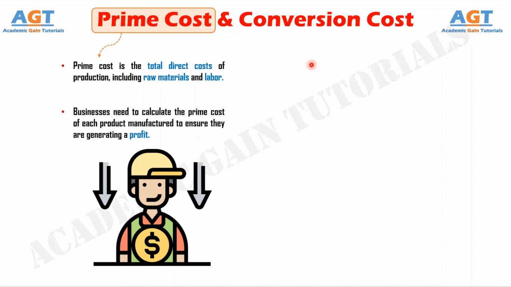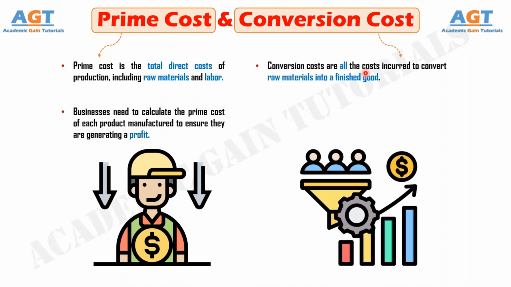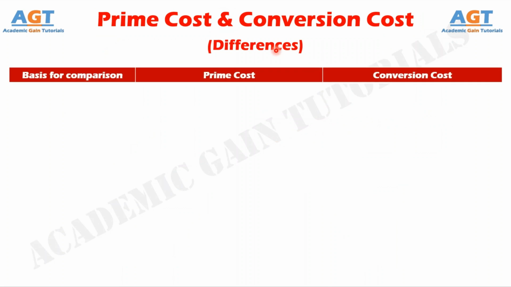On the other hand, conversion costs are all the costs incurred to convert raw materials into a finished good. Conversion costs include direct labor and manufacturing overhead. So, let's look into the basic differences between prime cost versus conversion cost in a tabular form.